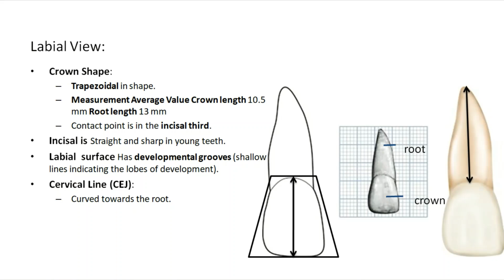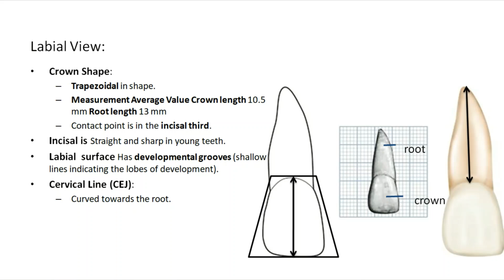We will see the contact point area. In the diagram, it is trapezoidal in shape, and the average value of crown length is 10.5, and the root is 13 mm. The incisal third is the last area we will see on the crown.